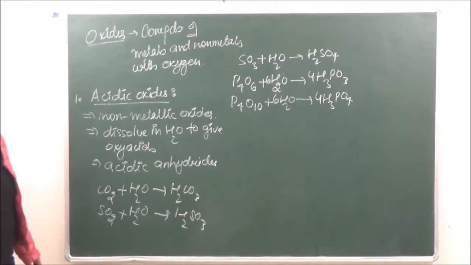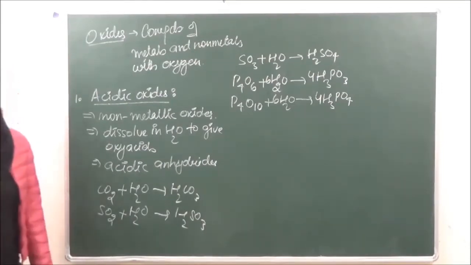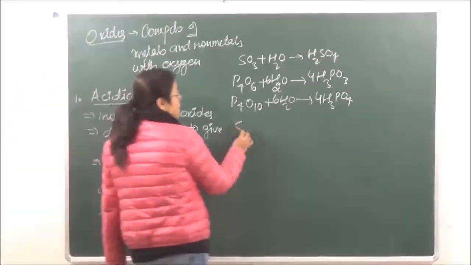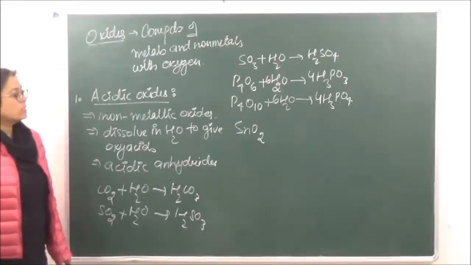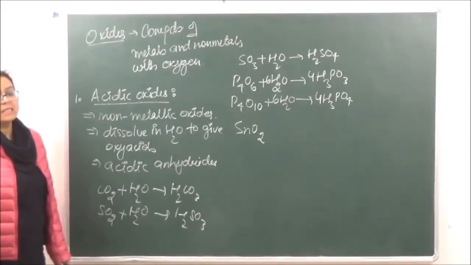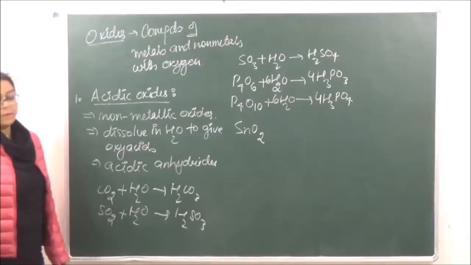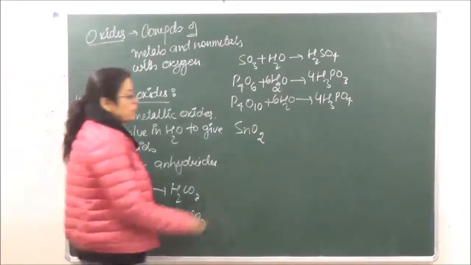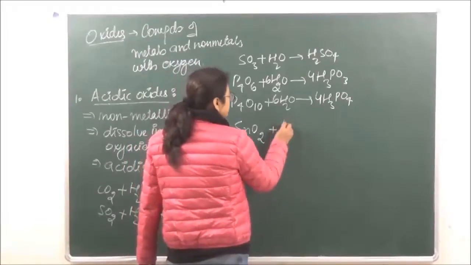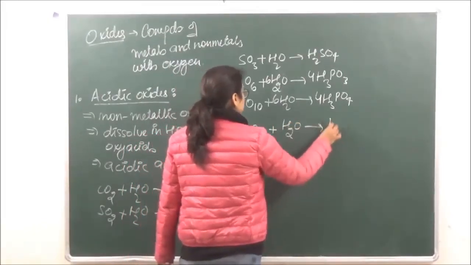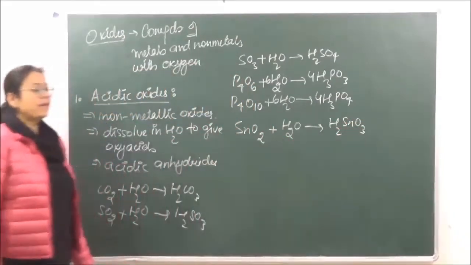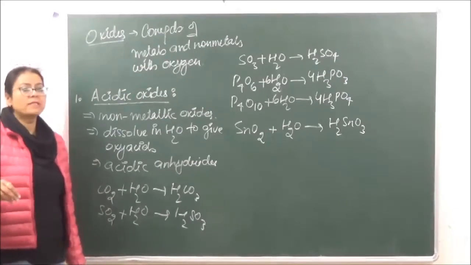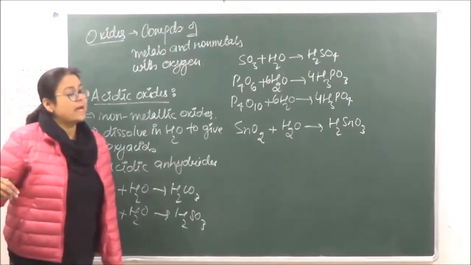Now in addition to these, there are certain metallic oxides also which behave as acidic oxides. For example, we have tinstone, SnO2. Although this is a metallic oxide, still it behaves as an acidic oxide because it dissolves in water to give us stannic acid. So this is one property: whenever any oxide dissolves in water to give us an acid, that is going to behave as an acidic oxide.